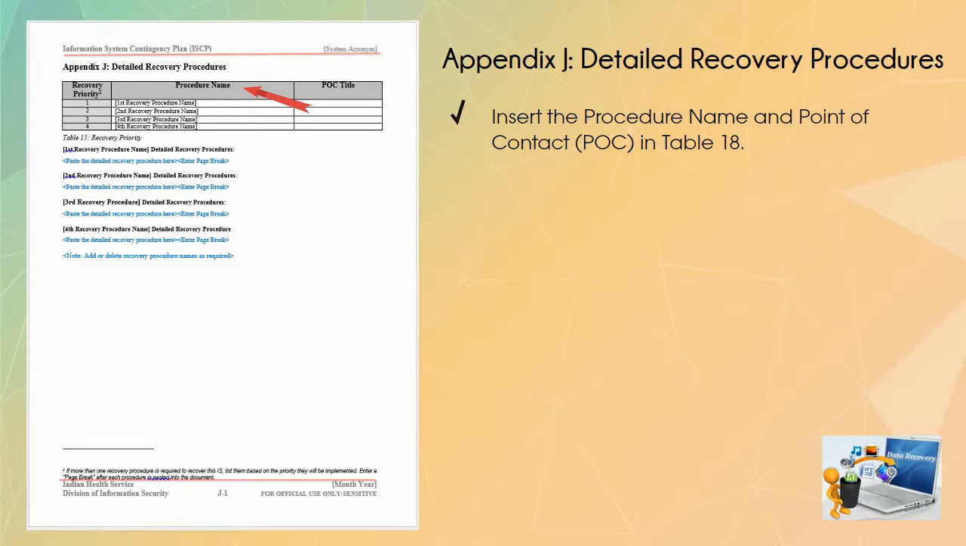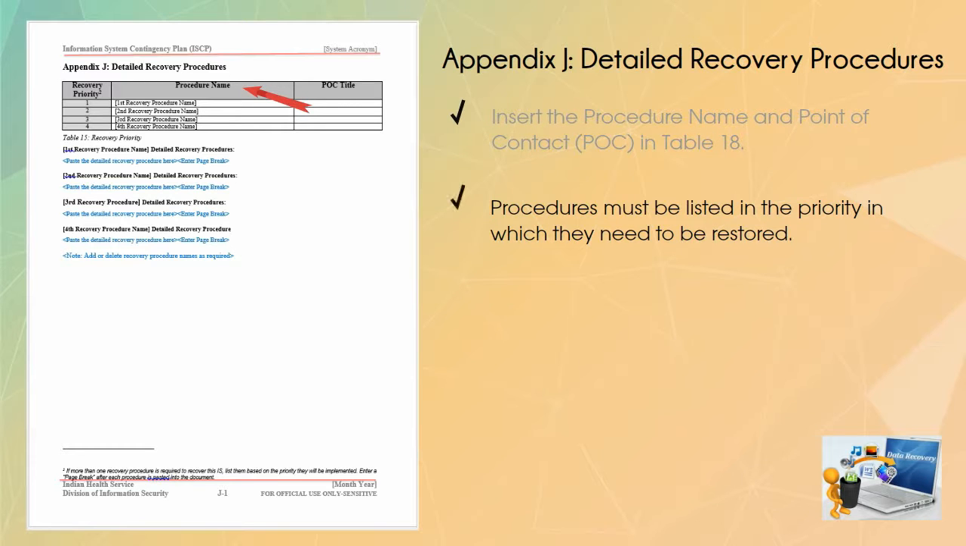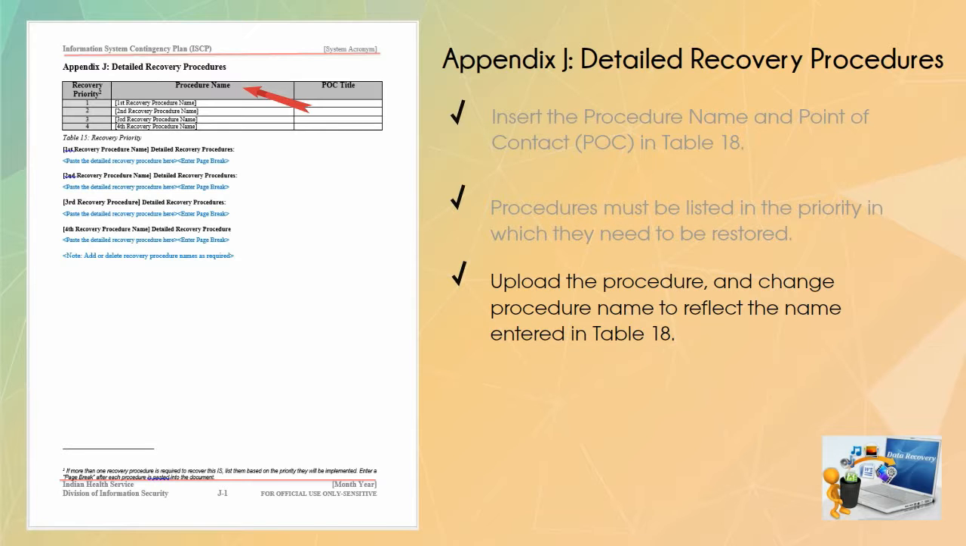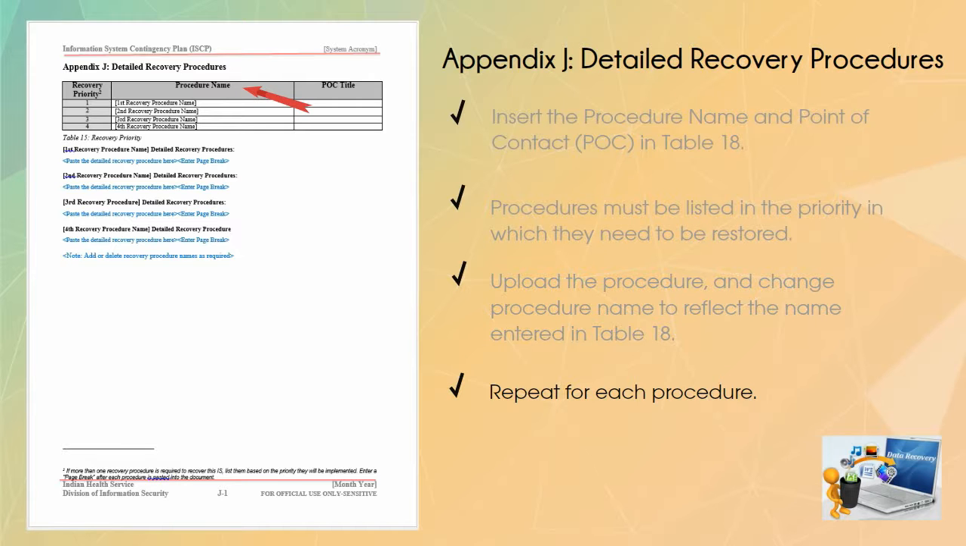Insert the procedure name and point of contact in Table 18. Procedures must be listed in the priority in which they need to be restored. Upload the procedure and change procedure name to reflect the name entered in Table 18. Repeat for each procedure.